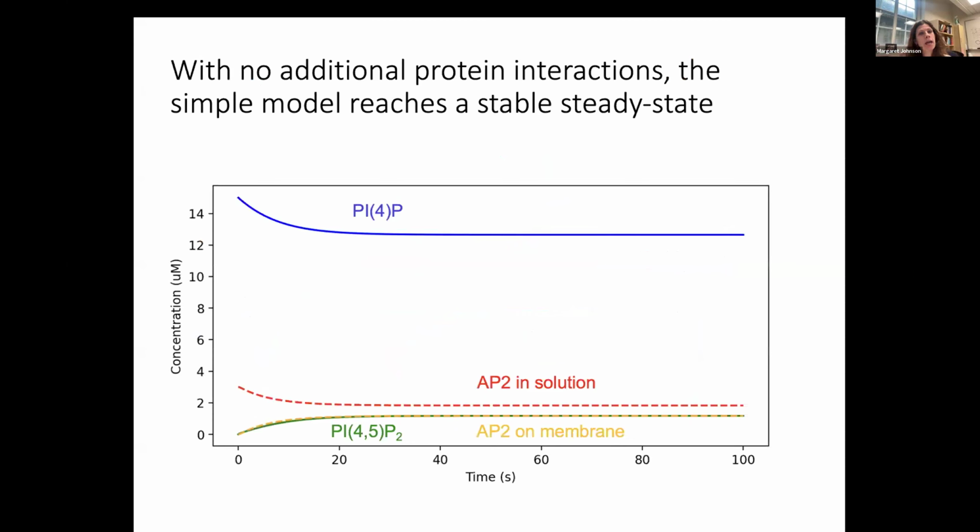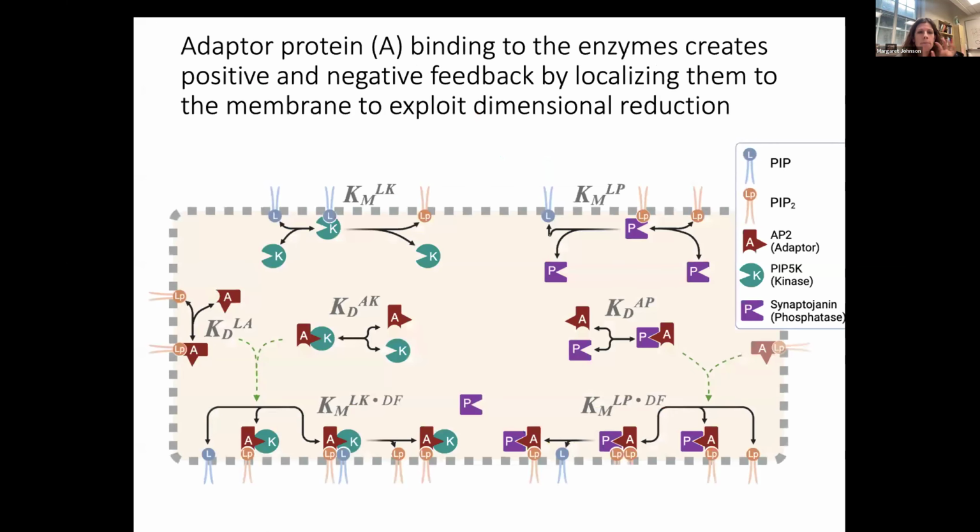And so we set up a model where we added in these enzymes. And so now the amount of lipid is actually dynamically changing. And if that's all you have is a protein that binds to one lipid and then the lipids convert back and forth by these enzymes, you reach this sort of steady state. It's very boring. But then we again took a cue from endocytosis. It turns out that these lipid enzymes bind to the adaptor proteins, and so they can get spatially localized to the membrane. That's what I'm illustrating here.